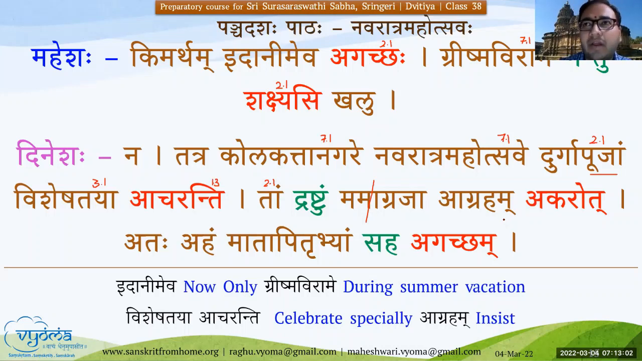Agrahaha can also be force, or it can also be insist. These are the other meanings that we can have. So my sister insisted that we come to Kolkata to see or take part in this Durga Puja and Navaratra Utsava at Kolkata. So Agraham akarot. Akarot is Prathama Purusha Ekavachanam. Agraja Samichinam. Ataha aham agacham. Kena saha agacham? Mata pitrubhyam saha. Very good.